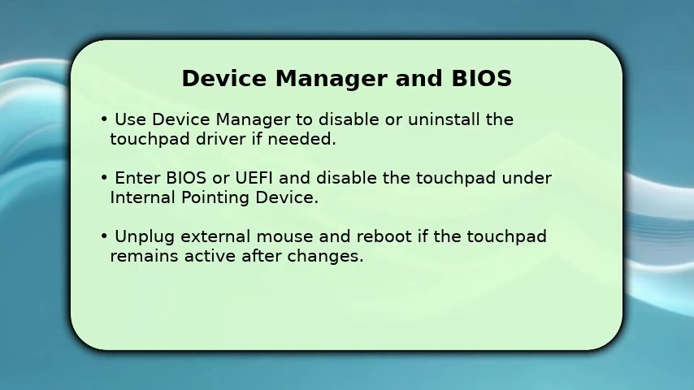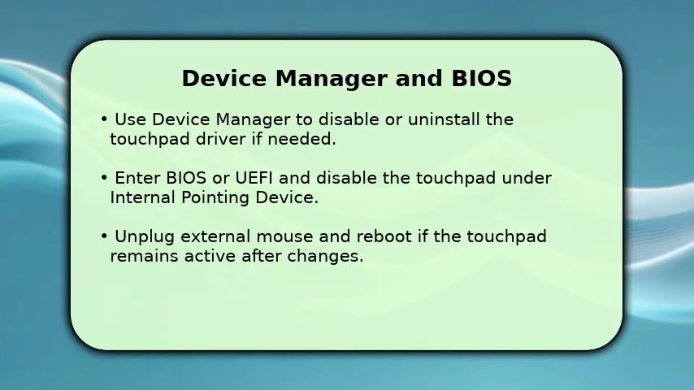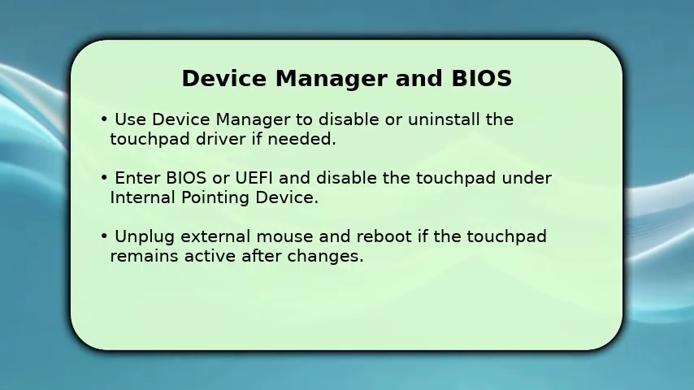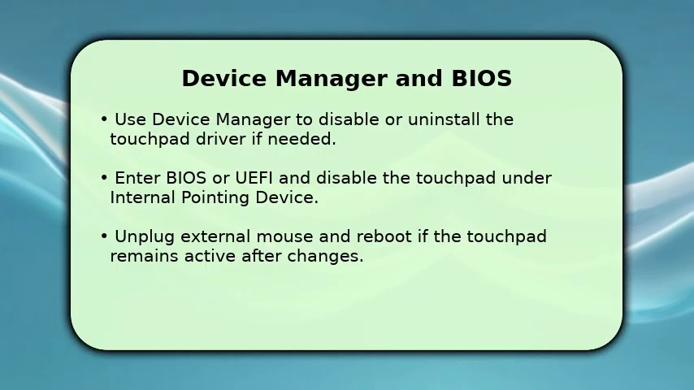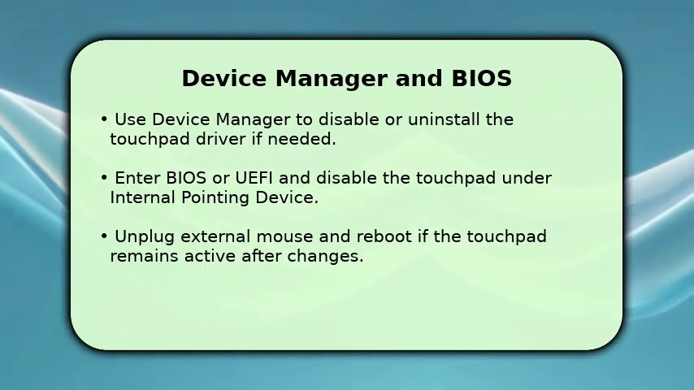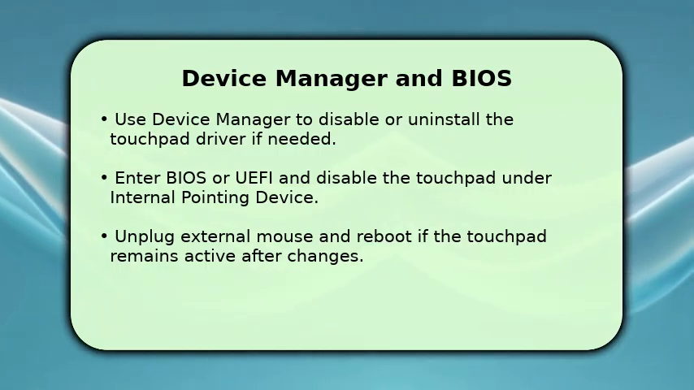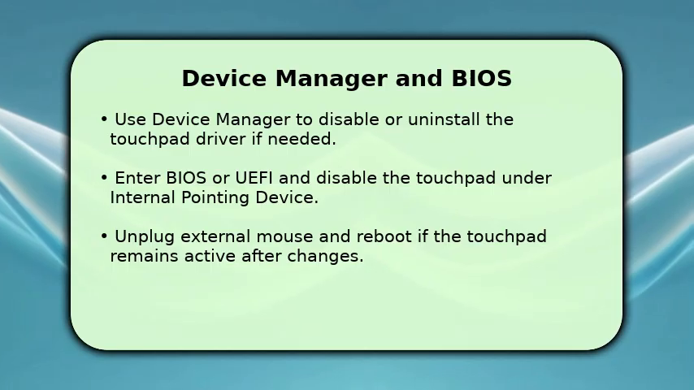If Device Manager cannot disable it, restart and enter BIOS or UEFI using the manufacturer key at boot. Find Internal Pointing Device and set it to Disabled, then save and exit. Unplug any external mouse and reboot to verify the change took effect.